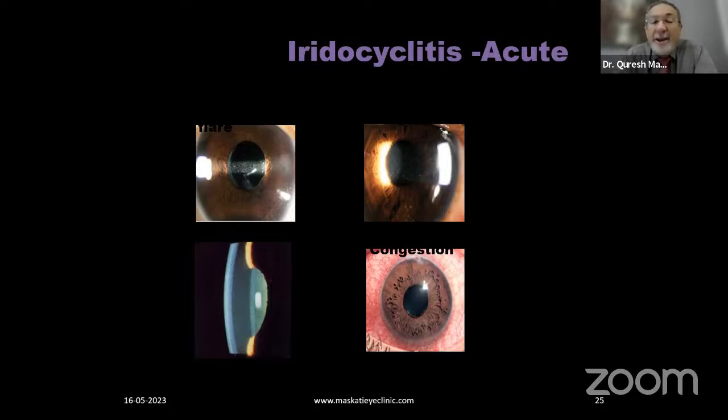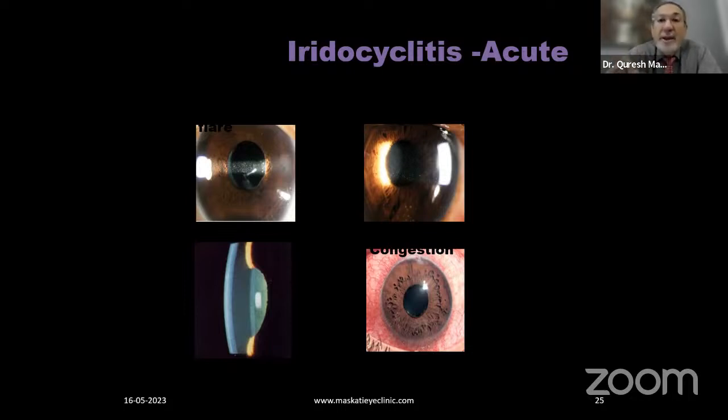So the pattern of the iris becomes lost because it becomes edematous. And you get redness just around the limbus, as you can see in the lower right slide. It's called circumciliary congestion, redness or congestion around the limbus, unlike in conjunctivitis where the redness was far away from the limbus.